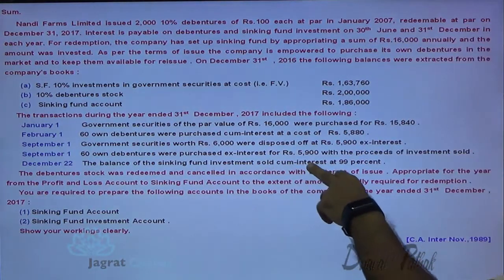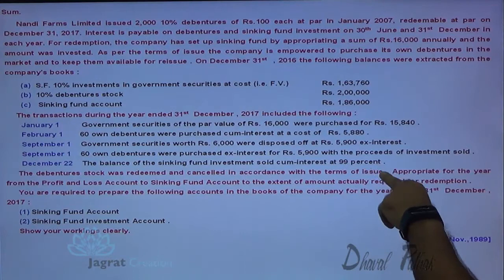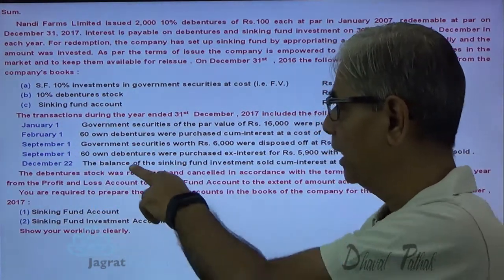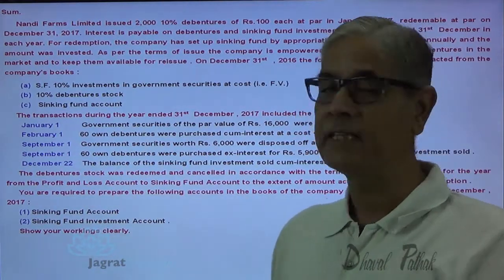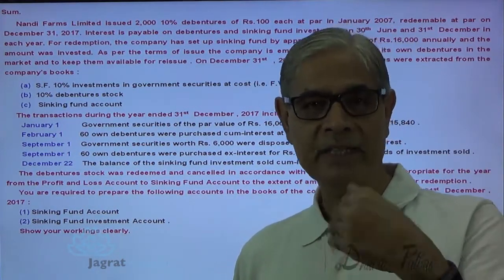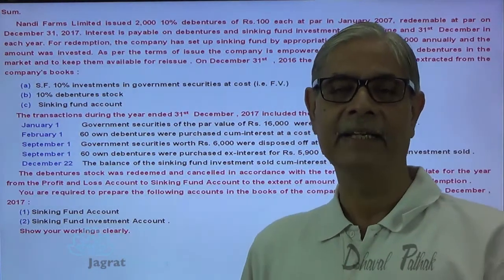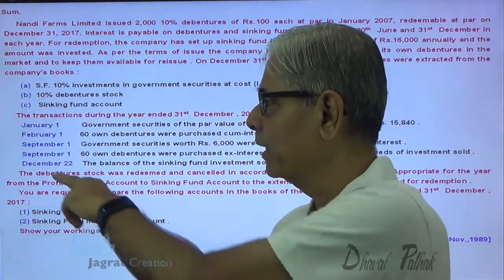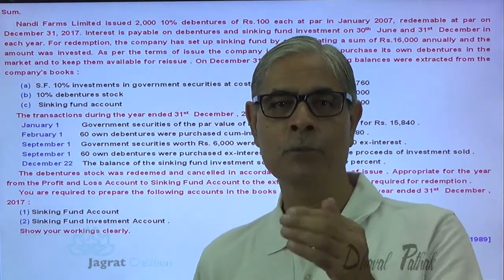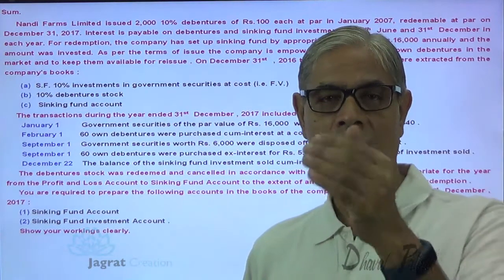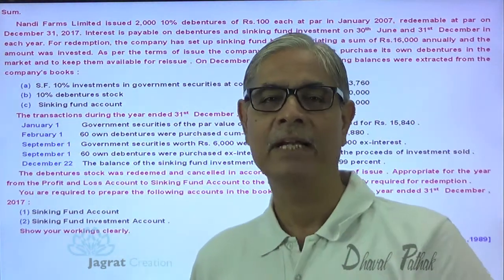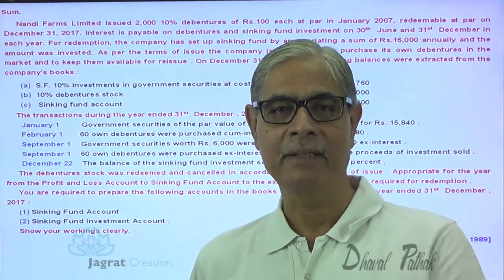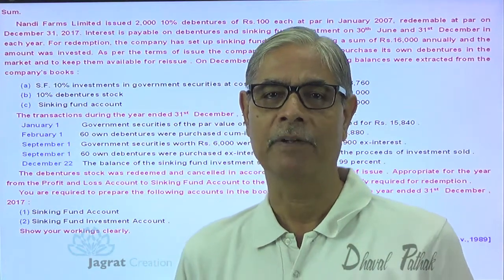The balance of sinking fund investment was sold cum interest at 99%. See, the balance of sinking fund investments are sold on December 22. So when you sell the security, you earn interest, and that earning of interest occurs till the date of transaction. Date of transaction is 22nd December. Last date of interest was 30th June. So from 30th June to 22nd December, we are required to calculate the number of days on which interest will be calculated, and that interest is going to be received at the time of sale of investment.